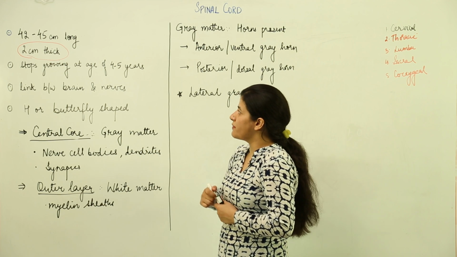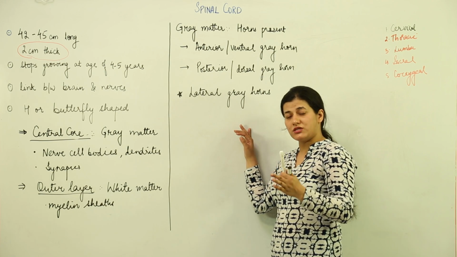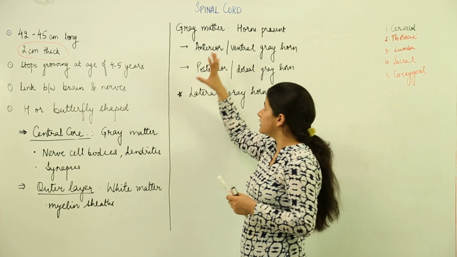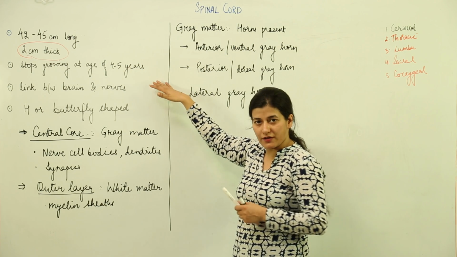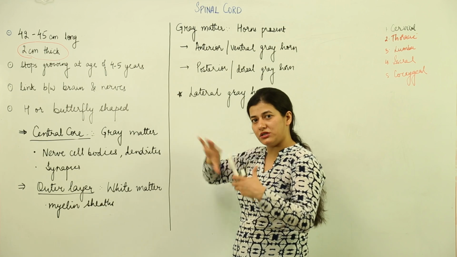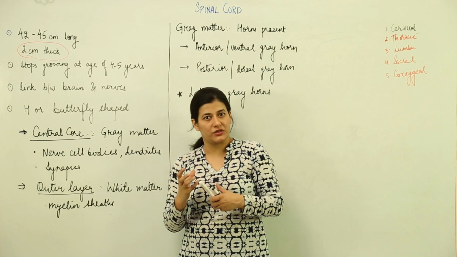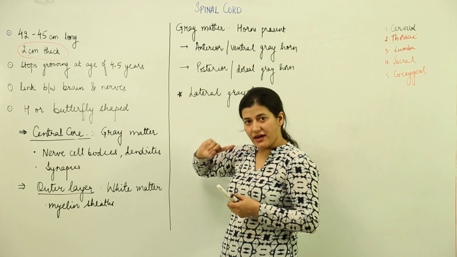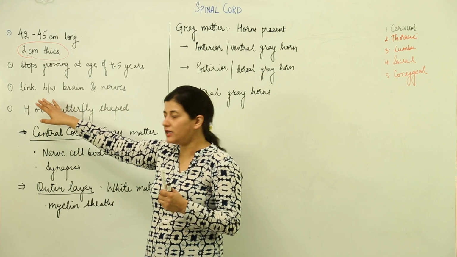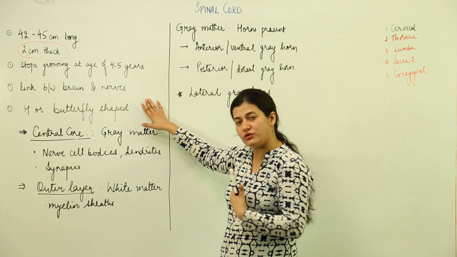Another point that you have to remember is that the growth of the brain, unlike the spinal cord, continues till 14 years of age. The spinal cord's growth stops at the age of 4 to 5 years, and we have the vertebral column arranged in such a pattern so that the spinal cord is protected, because it is an integral part of the central nervous system, and more importantly, it is the crucial link between the brain and the nerves which are spread throughout the body.